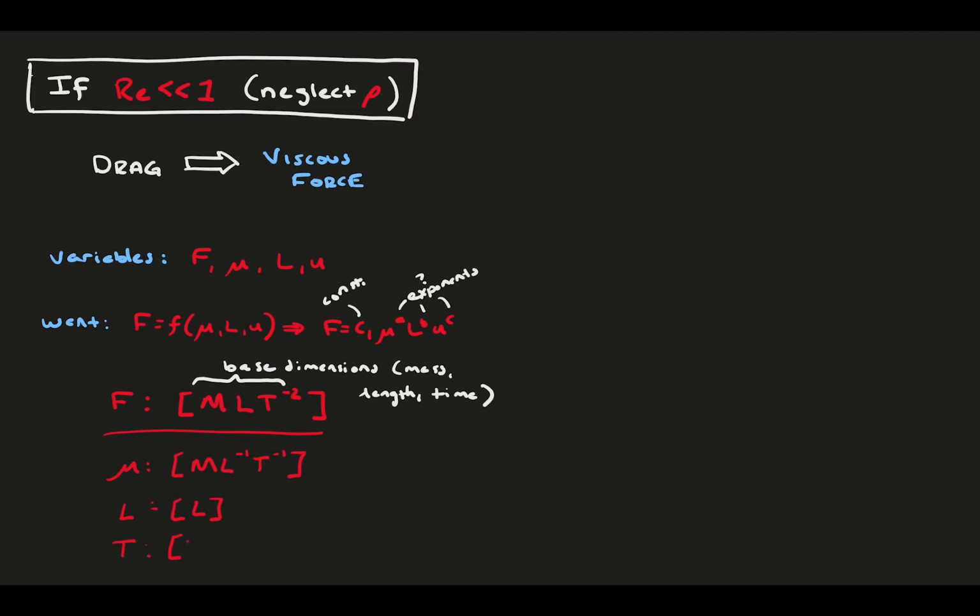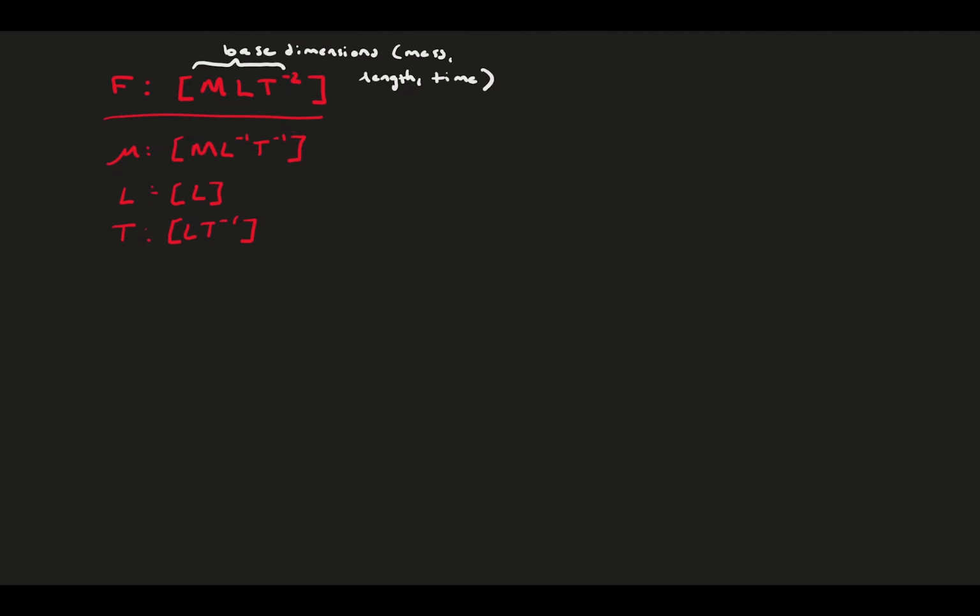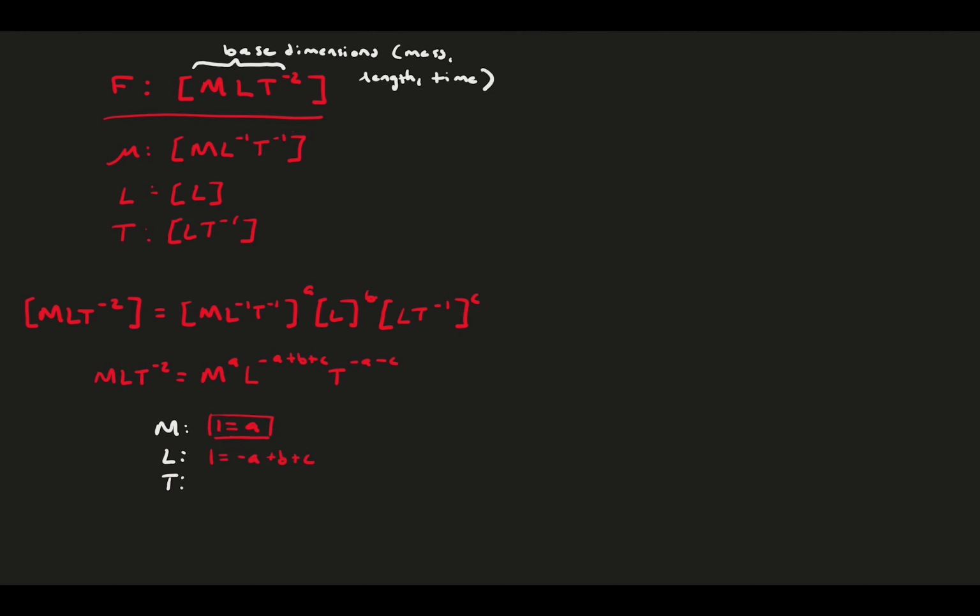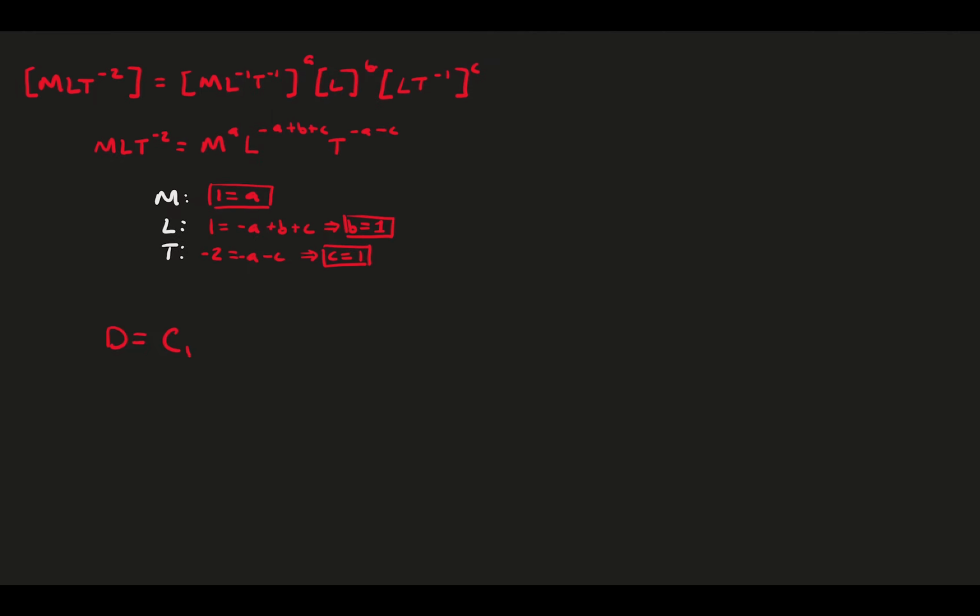Gather the base dimensions for each variable. Set up the base dimension equation with exponents. Gather all the like base dimensions and distribute the exponents accordingly. Now set up a system of equations for mass, length, and time independently. This lets us solve for the exponents. We get that the drag force D goes as the product of viscosity, length, and velocity, times a constant. Not bad for not knowing any physics.